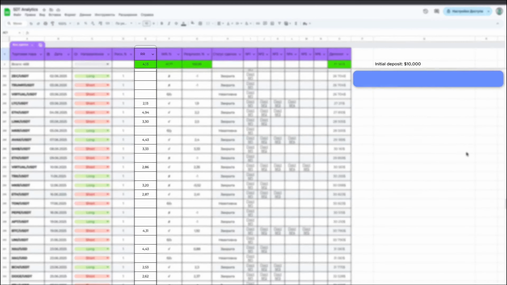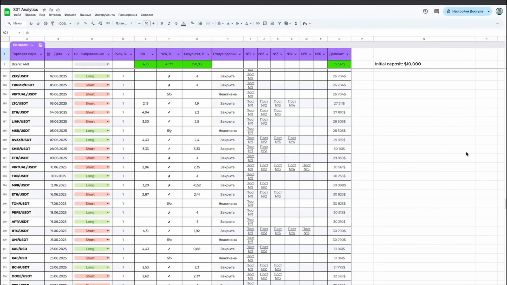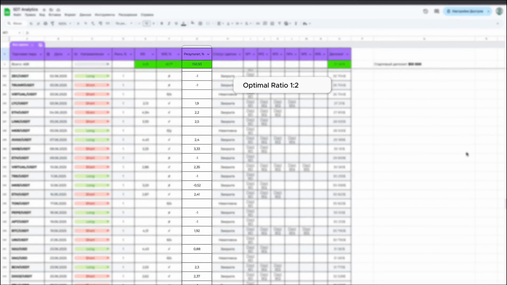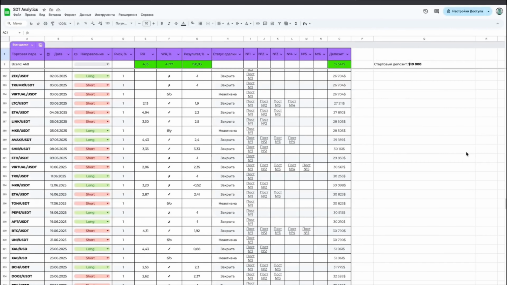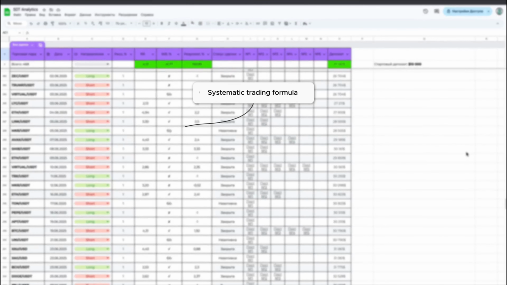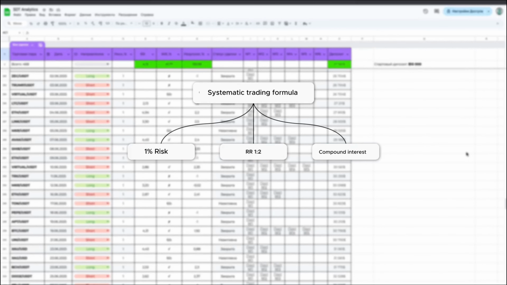Now, about the risk-to-reward ratio, RR, I aim for a final result of no less than 1 to 2. This is optimal for daily trading. Higher values, like 1 to 3 or 1 to 4, occur less frequently and cannot be part of a stable model. A simple formula for systematic trading: 1% risk, RR of at least 1 to 2, and compound interest. This is enough to grow steadily and preserve capital.